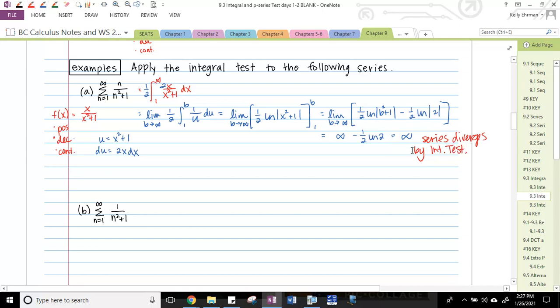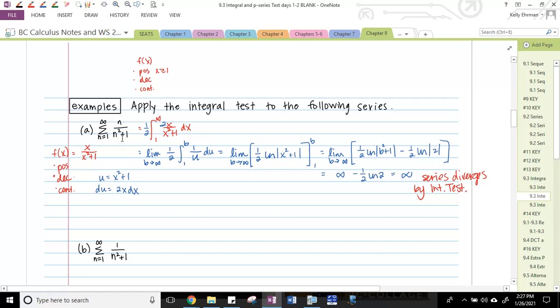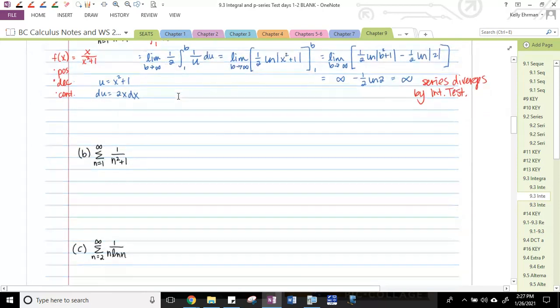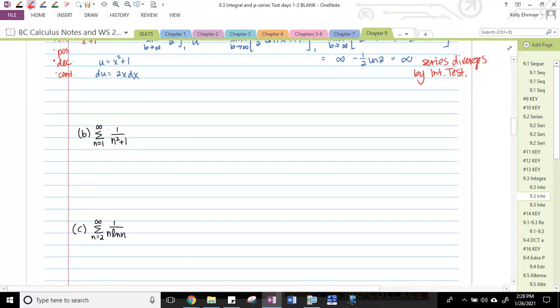Now, when I say this should be your last resort, we're going to learn some other tests that maybe we could work with this one on, but I couldn't have done partial sum or anything to try to make it telescoping because that's n squared plus 1, and it's not geometric, so that's why we're doing integral test right now. All right, what about the next one?